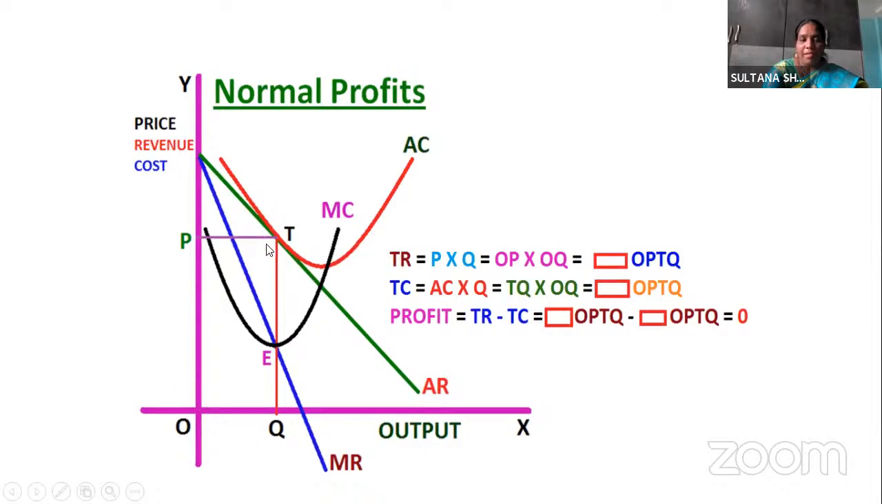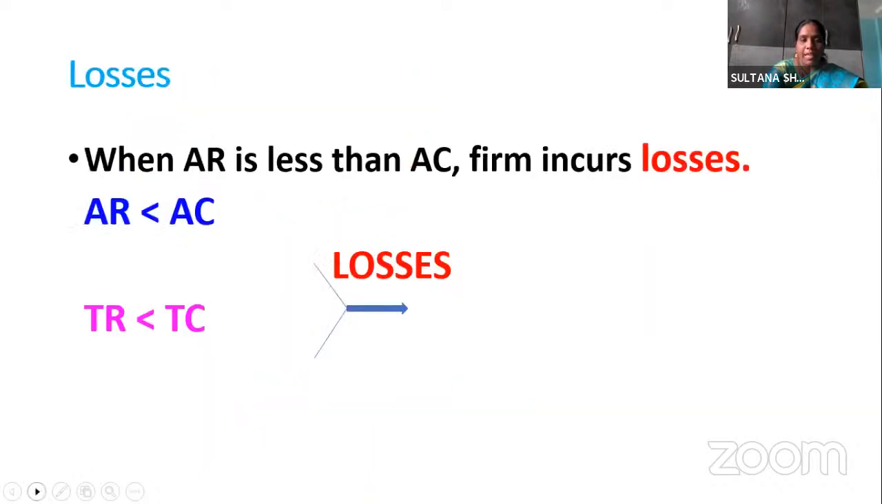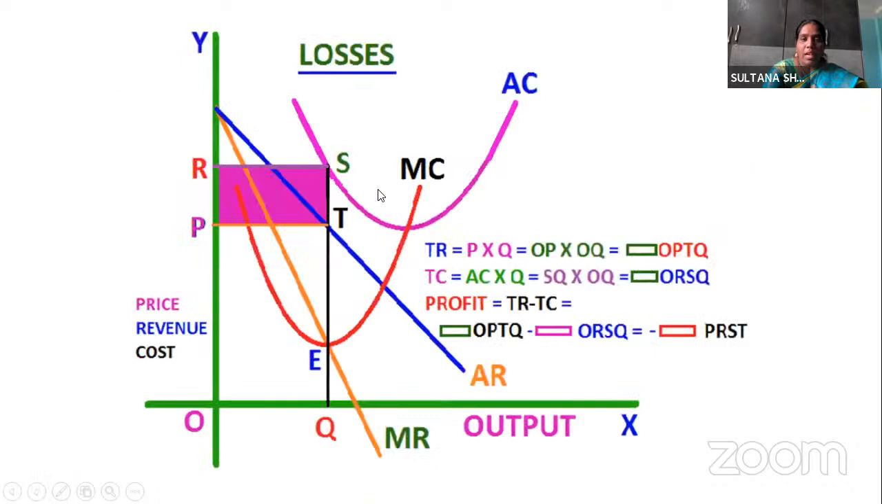Average cost and average revenue both are the same. This is normal profits. Next, losses. Here, average cost is greater than average revenue. This is the average cost curve. This is the average revenue curve. Okay, this is the losses.